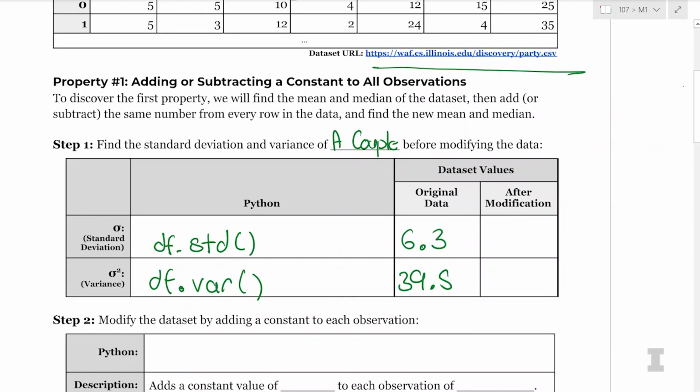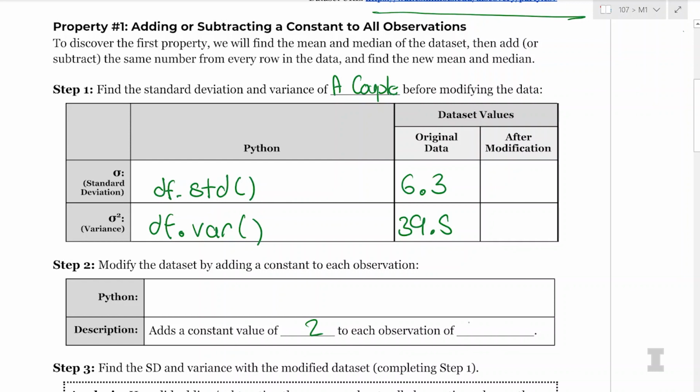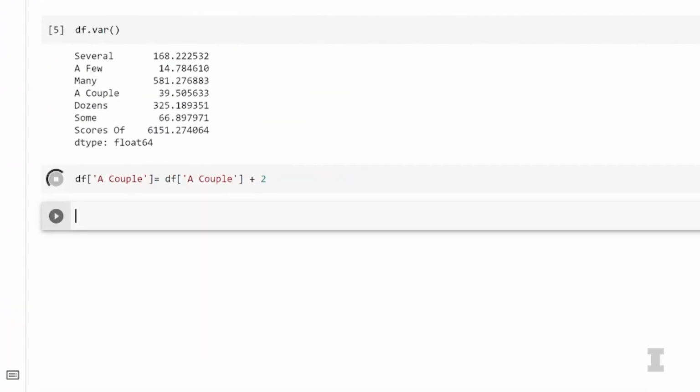And what I want to do now is modify the data by adding a single constant to every single observation in the data. So we're going to make everyone who responded to a couple think that it's 2 more people at the party. So I'm going to add a constant value of 2 to each observation of a couple. To do that, I'm going to take the data frame and look at the column a couple. And because it has a space in the variable name, we have to use the square bracket and quote notation. So df['a couple'] is equal to df['a couple'] plus 2.